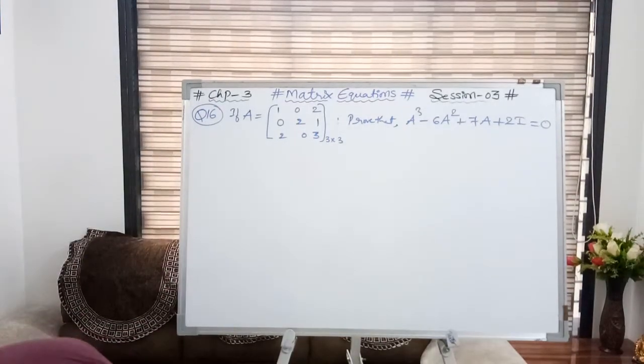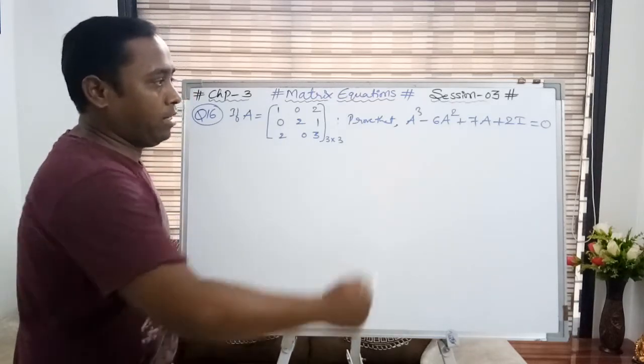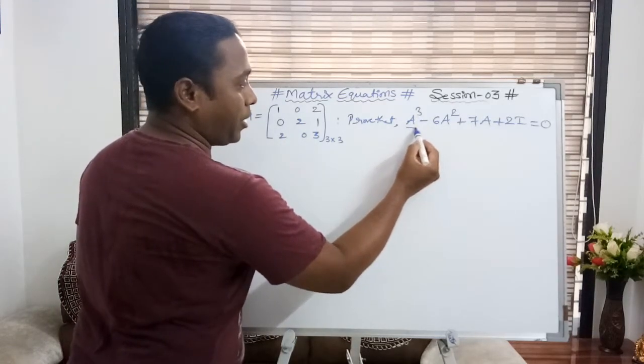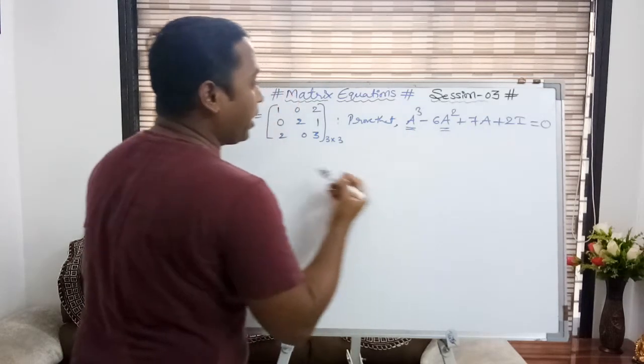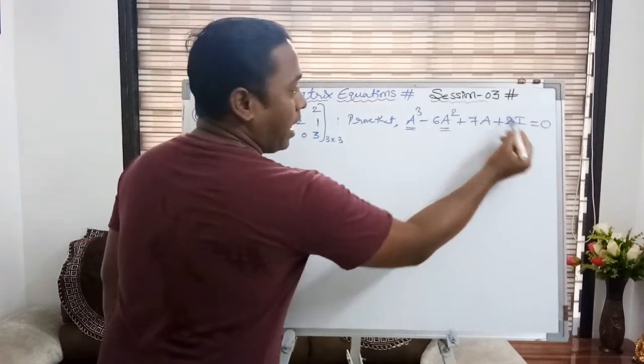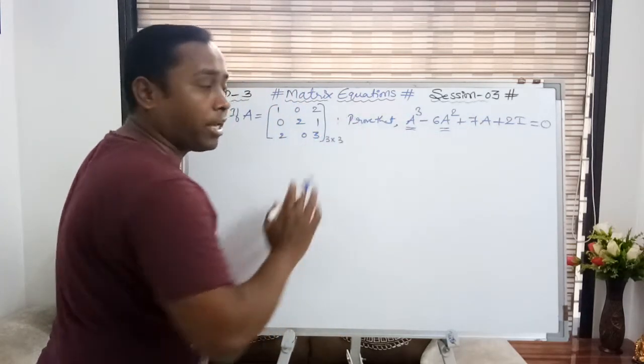So this is the question they framed. Now you can easily understand what parts are required. We require the value of A cube and the value of A square. A is already given, and I means the identity matrix. It means you just need to solve A square and A cube.